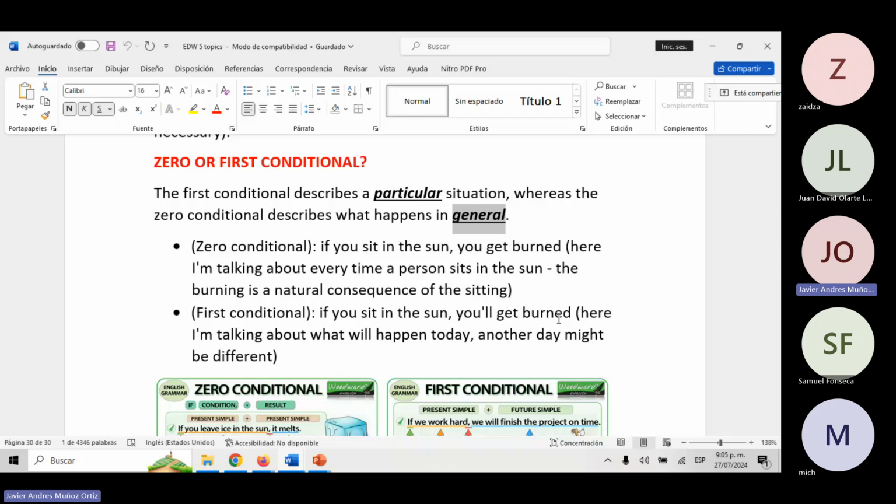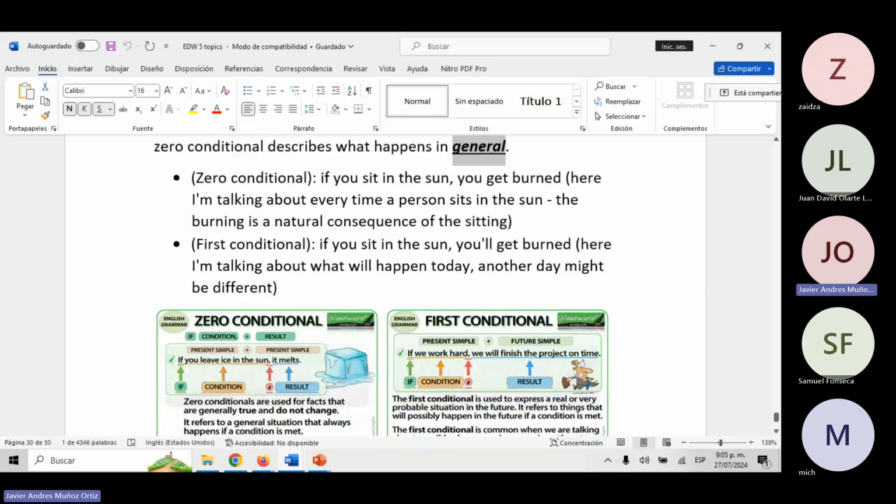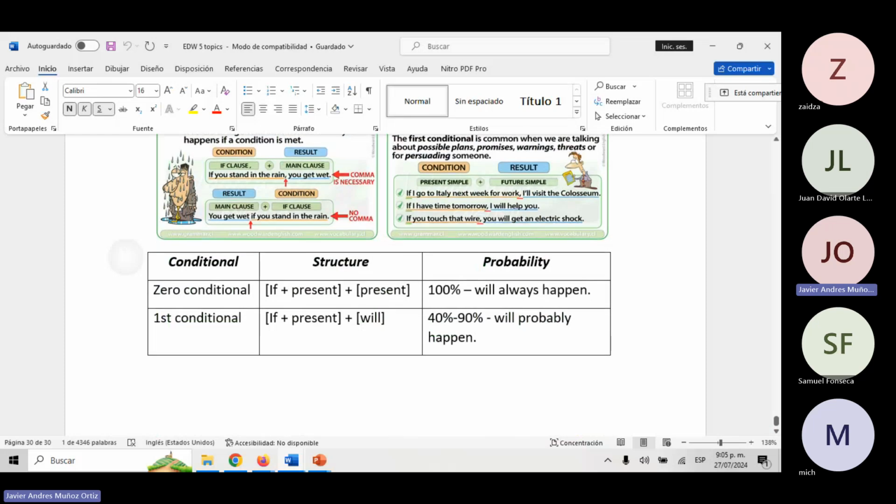This is an example of the difference between zero and first conditional. With zero conditional, we already know the structure: present simple tense with present simple tense, cause and effect. And we know that the probability of success of something is 100%. I mean, it will always happen, this situation, for everyone, every time we do this experiment, we are going to have the same result, always.